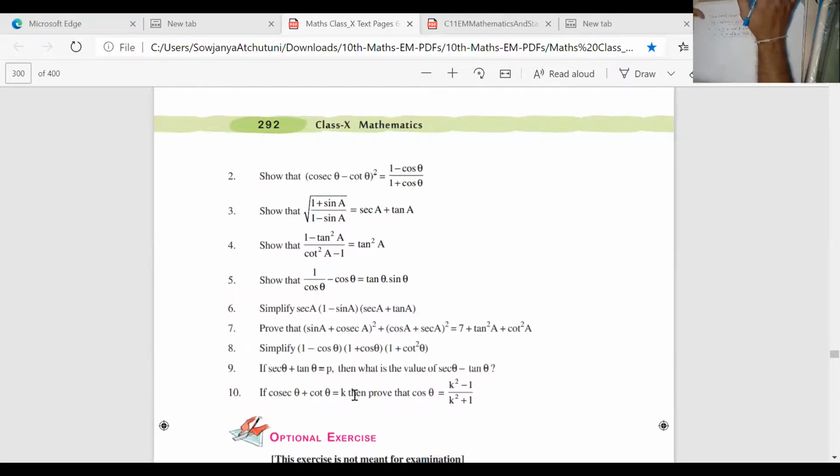So let us see this one. Cosecant theta plus cot theta is equal to K. Prove that K square minus 1 by K square plus 1 is cos theta.